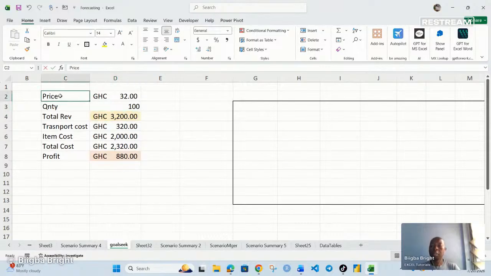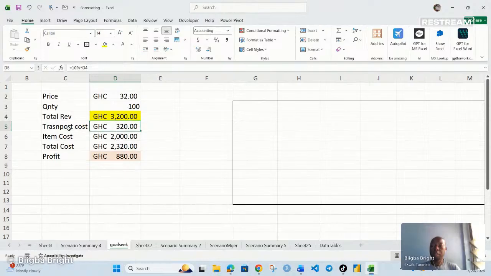So the unit price is 32 Ghana cedis. Then quantity is 100. Then total revenue is 100 times the unit price, and that will give us this. And so the total revenue, I'm going to give it this color. Now, transport cost is 10% of the total revenue. So we are going to have 10% of the total revenue.